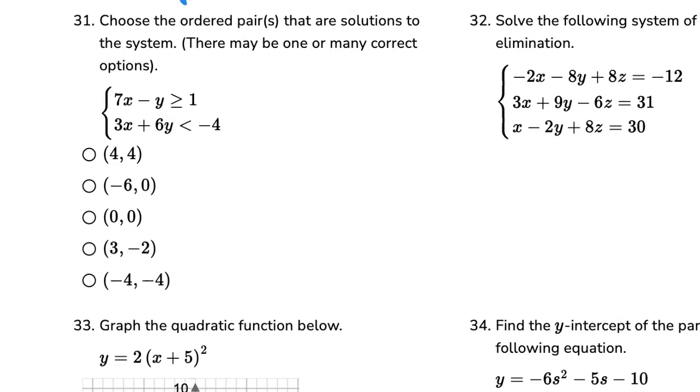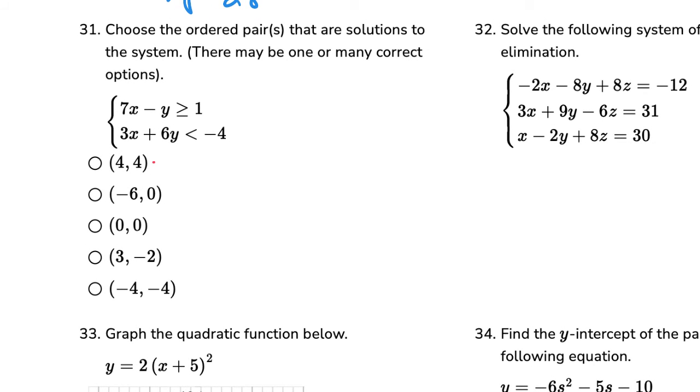Choose the ordered pairs that are solutions to the system. You just have to test 4, 4 in this and this, and test negative 6 in this and this. And if it fits and makes both of them true, then choose that answer.